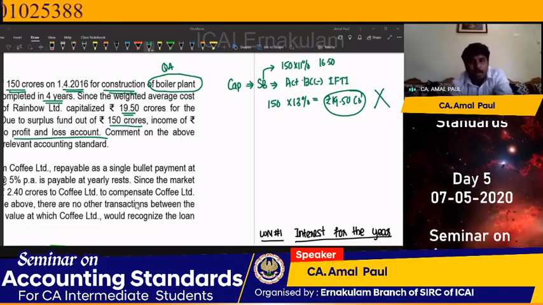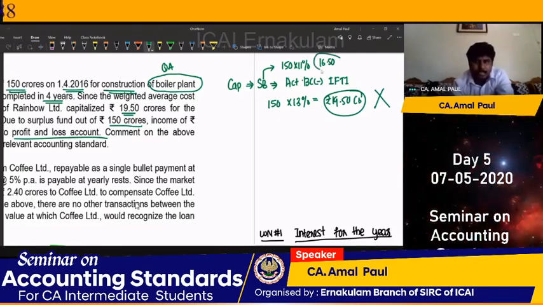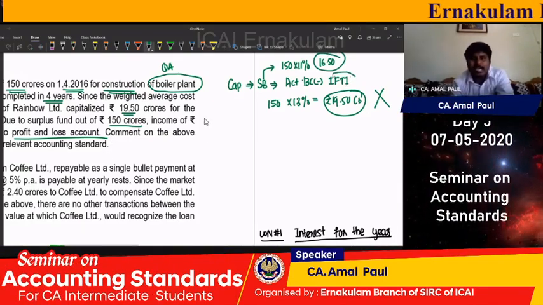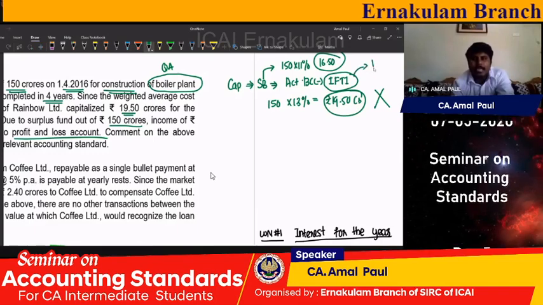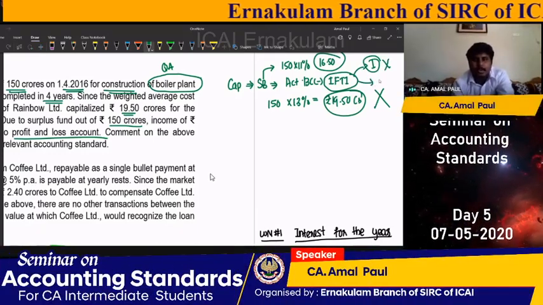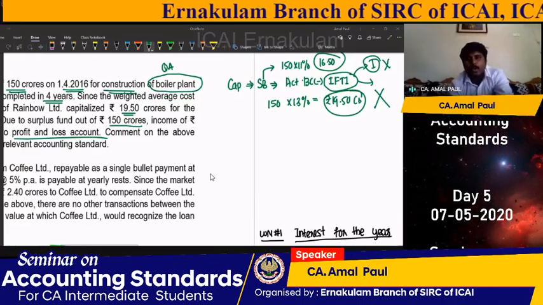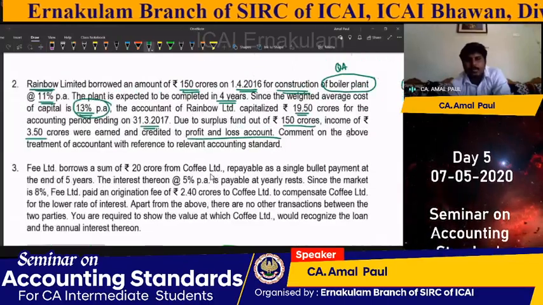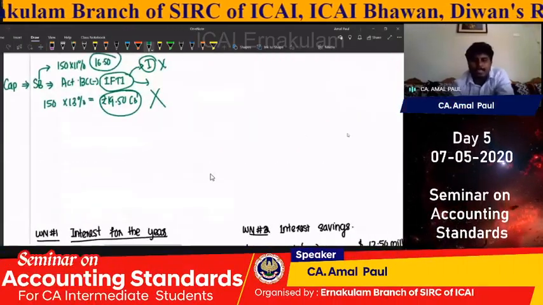16.50 lakh crores needs to be considered first. This is the first error. The second error is that income from temporary investment they had taken as income. This is not correct. This needs to be reduced from the borrowing cost we are capitalizing. This needs to be reduced from the borrowing cost you have to capitalize.